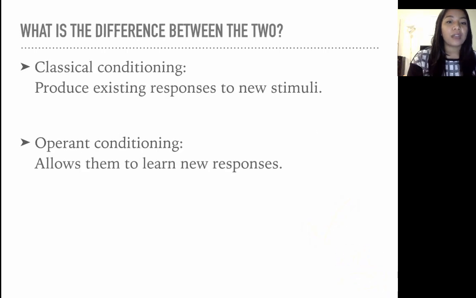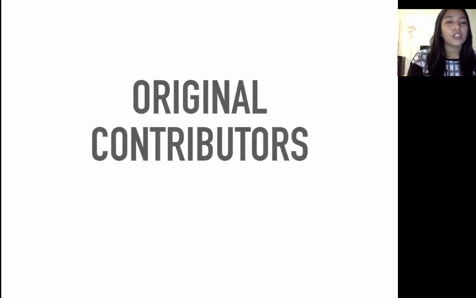Learning is therefore defined as a change in the behavior in the learner. Classical conditioning only allows the person to produce existing responses to a new stimuli. Operant conditioning allows them to learn new responses. Lots of early behaviorist work was done with animals and generalized to humans.